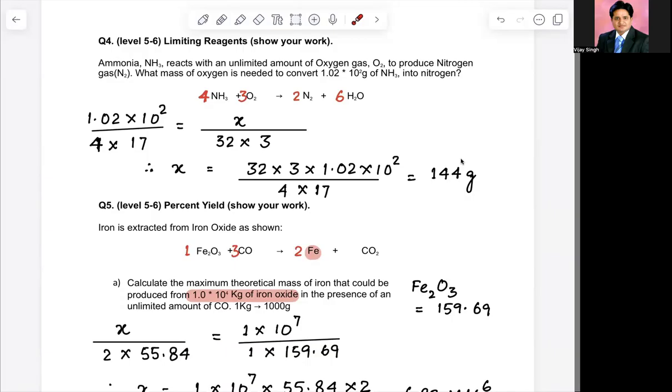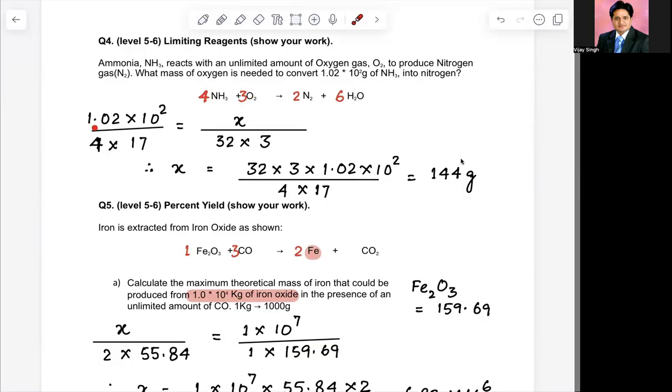Now remember the formula we had discussed: the mass of any reactant divided by the coefficient multiplied by the molar mass would be equal to the mass of the other reactant divided by the coefficient times the molar mass. So here the question is what mass of oxygen is needed to convert 1.02 times 10 to the power 2 grams of ammonia into nitrogen. So we are talking about these two.